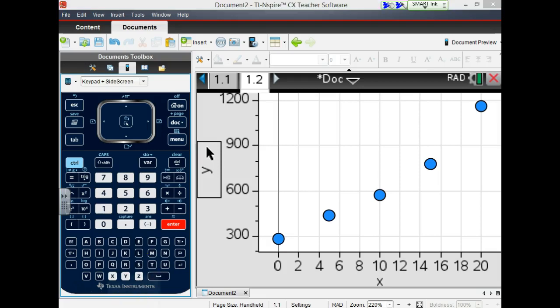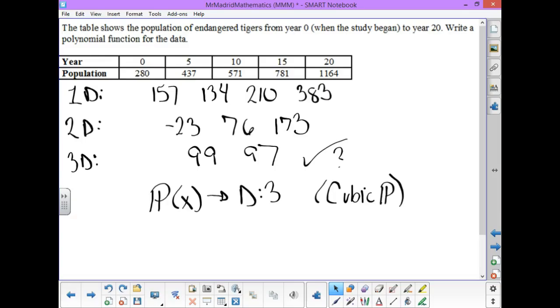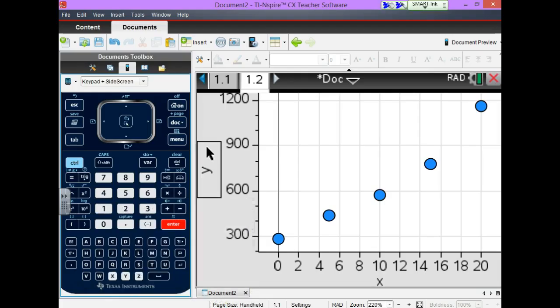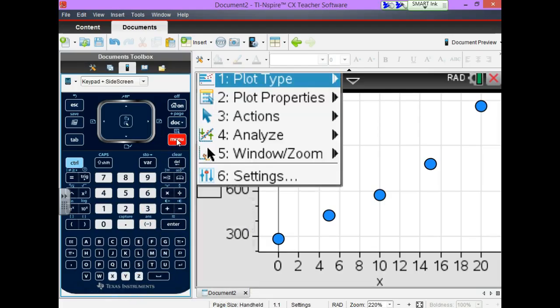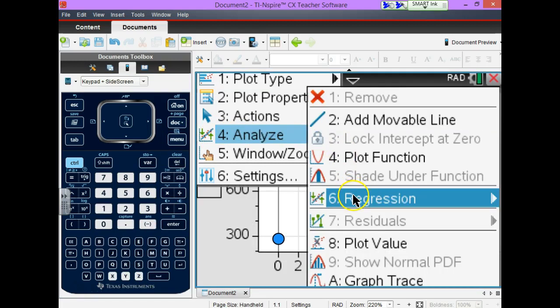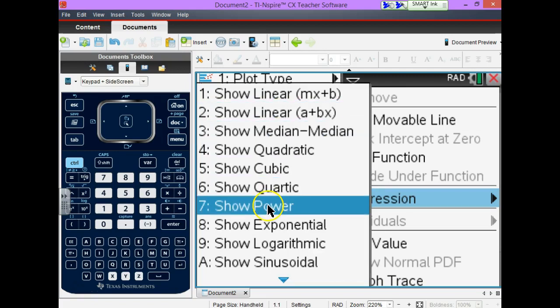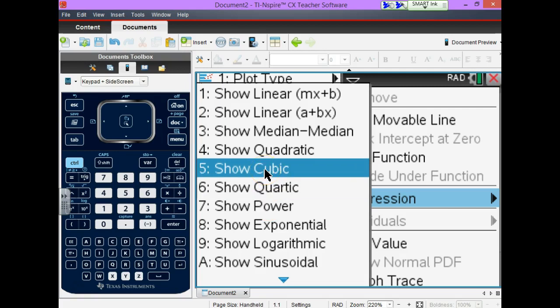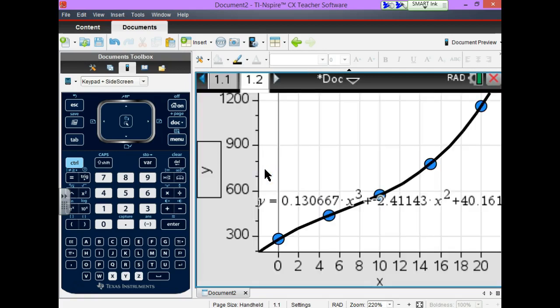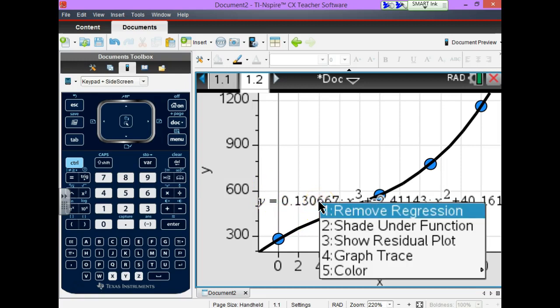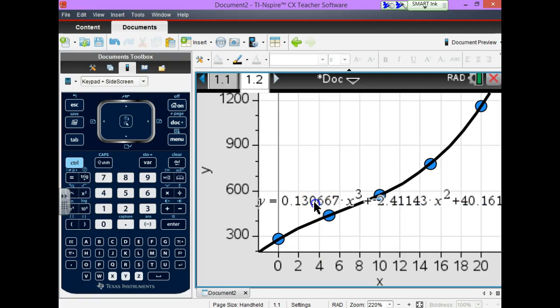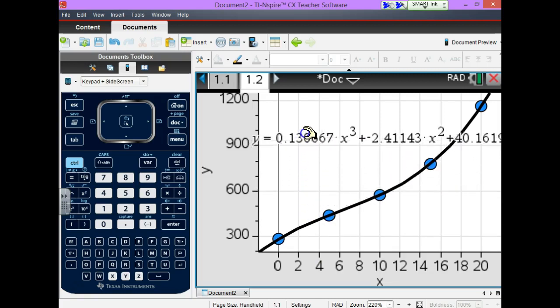But long story short, we need a polynomial. We're very close. We've got our data plotted. Now we go old school regression, right? Menu, 4, 6. Although all these would provide some kind of function, specifically ours should be, or at least more to the point, a cubic. And there we go. So this bad boy here is essentially what we're going to write down.